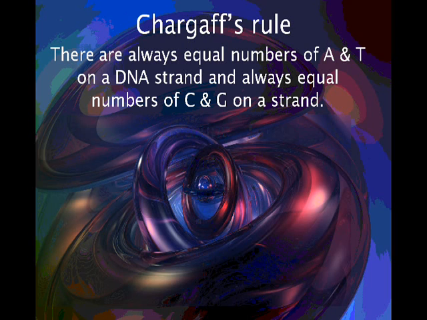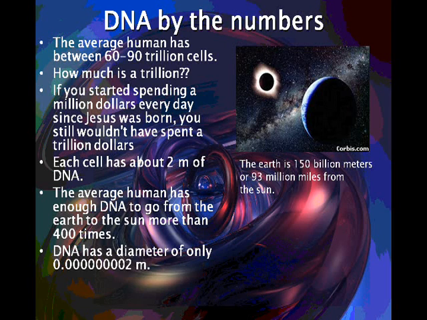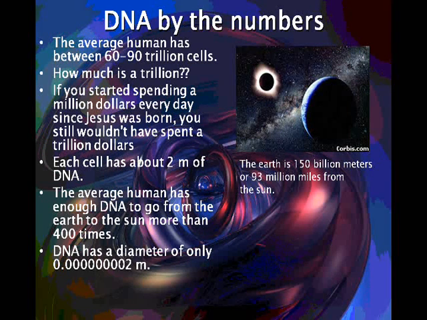Chargaff's rule: Chargaff was the one who figured out that adenine and thymine always pair up and cytosine and guanine always pair up. So his rule is that there are always equal numbers of adenine and thymine, and there are always equal numbers of cytosine and guanine in any given DNA strand. That's because since they're always paired up, they always have to have equal numbers. The adenine, however, does not have to equal the same amount of cytosine. So adenine and thymine are always the same, but that doesn't have to be equal to the cytosine and the guanine as well.